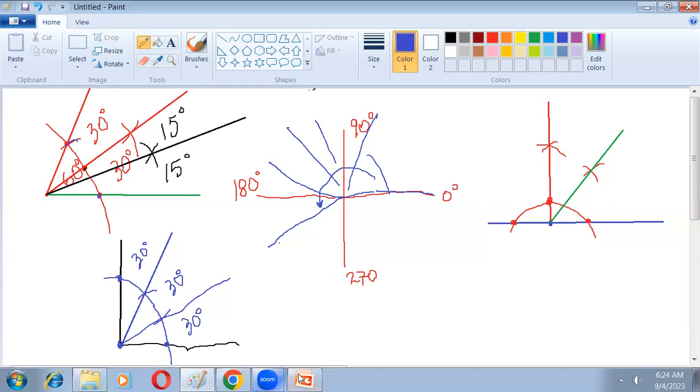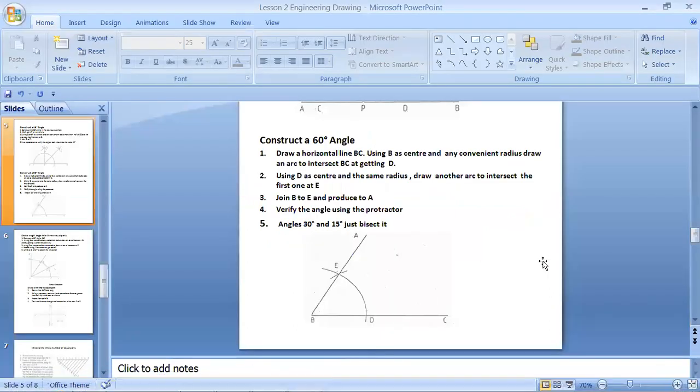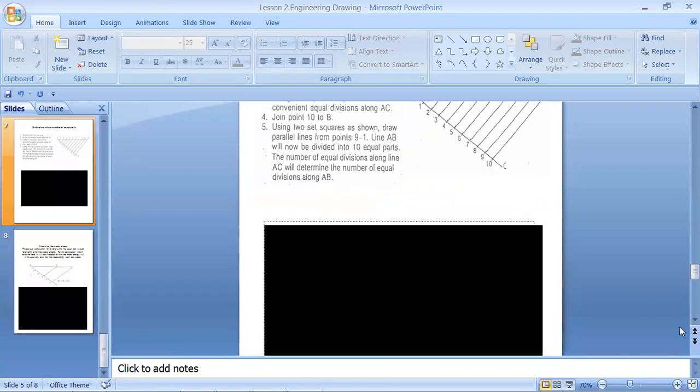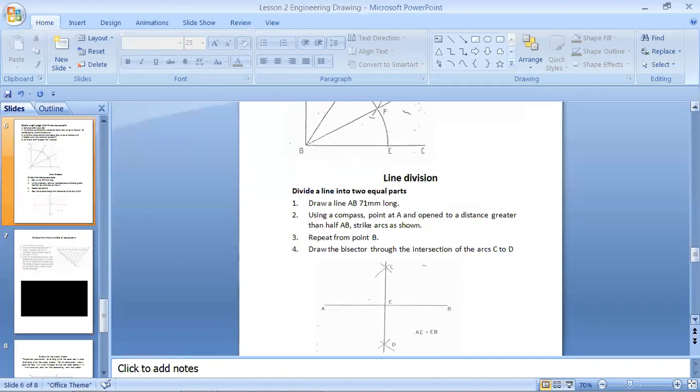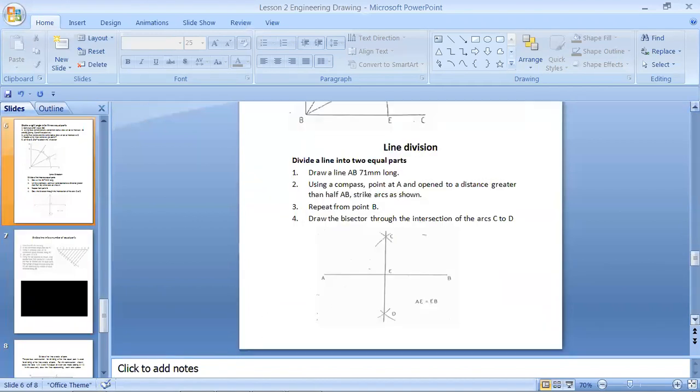Right? Let's look at the instruction here, the objective for the class. The next topic for us is how to divide a line in two equal parts, right? How to divide a line in two equal parts, right? For this particular case, we're going to draw the line AB, right? Draw the line AB, right?